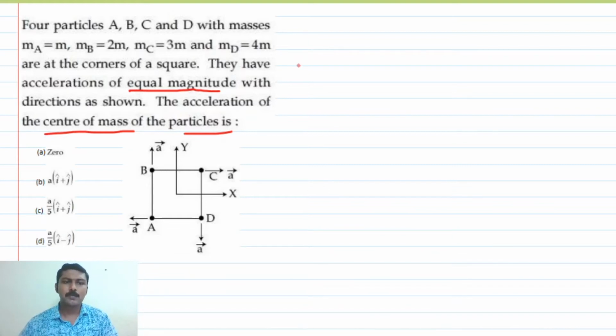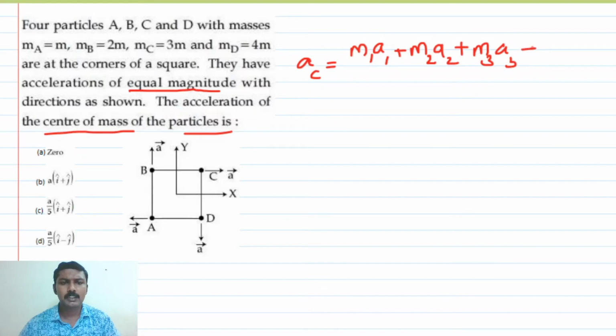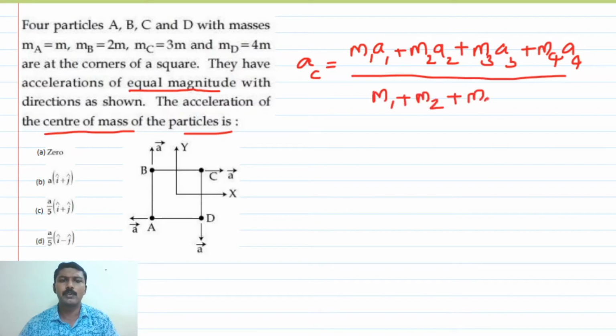If you want to find the acceleration of the center of mass, it is equal to the first mass multiplied by its acceleration, plus the second mass with its acceleration, plus the third mass with its acceleration, plus the fourth mass with its acceleration, divided by the total mass. That is a simple equation which you just have to know. Without that we will not be able to do this, but it is not a very difficult equation. Now let's mark out the attributes.